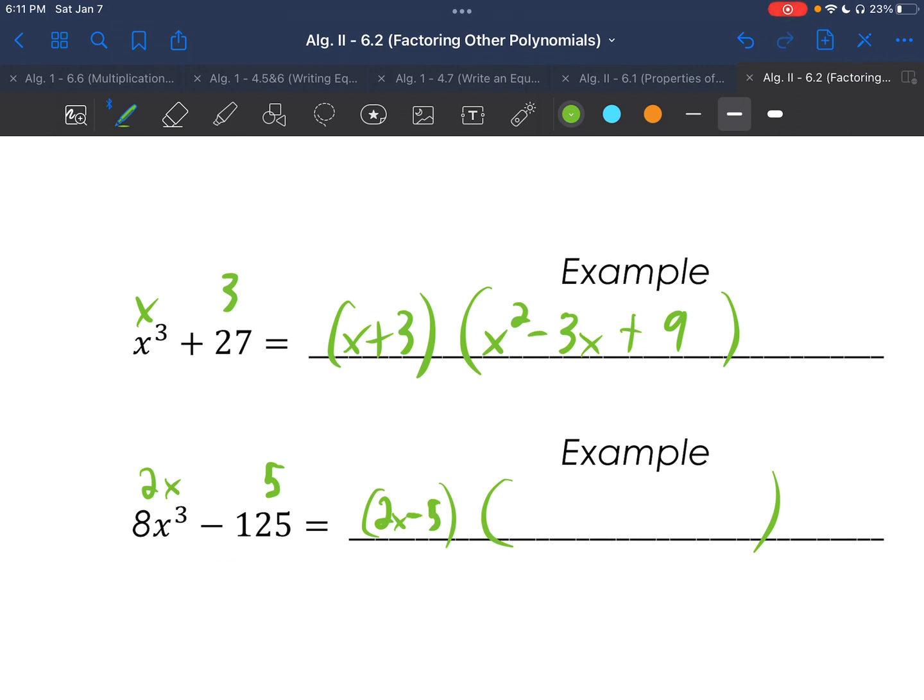The trinomial will be the first one squared, so 2x times 2x is 4x squared. Opposite sign, so plus this time. The two numbers times each other, 2x times 5 is 10x. And then plus the second number squared, so 25 is 5 squared. So notice, whether it's the sum or difference of two cubes, the only thing that changes are the first sign and the second sign that we see. The first sign is always the same as what we start with, the second sign is always the opposite.